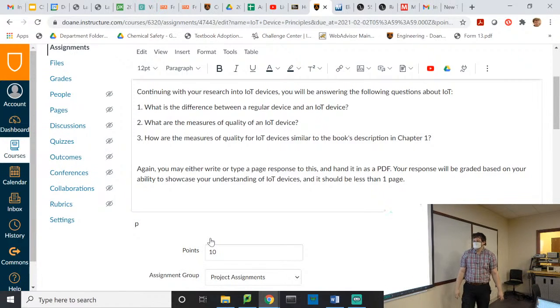But I also want you to spend some time looking at the book's description, chapter 1, all of you read that, and compare it. How does IoT compare to what the book describes as good design for electronic equipment? I don't want to see more than a page for your responses.